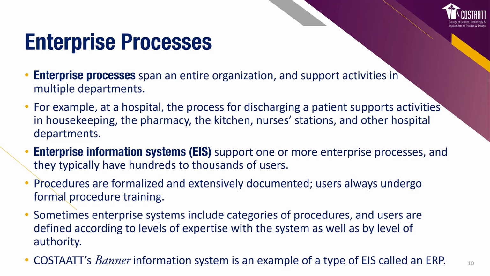Sometimes enterprise systems include categories of procedures, and users are defined according to levels of expertise with the system as well as by level of authority. In other words, different users, depending on the nature of their job, will have different kinds of access and different kinds of interaction with the system. So someone who works in finance would not be able to manage students' grades. And likewise, someone who works in the registry office will not have access to payroll-based activities or processes, because that's a function of another department.